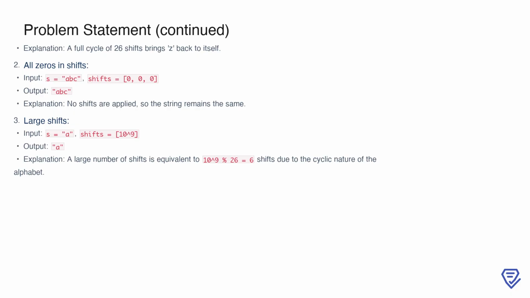Finally, when the shifts are very large, for example, S equals "A" and shifts equals [10^9], the result is 10^9 mod 26 equals 6, so shifting by a billion is equivalent to shifting by 6, as the alphabet is cyclic with 26 letters. These cases demonstrate how the problem scales and highlight the need to optimize for efficiency.